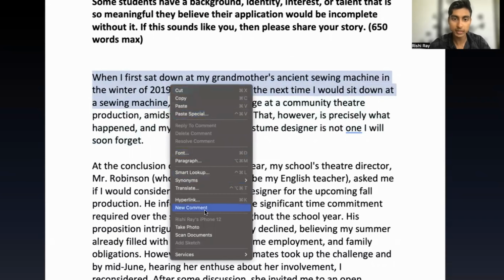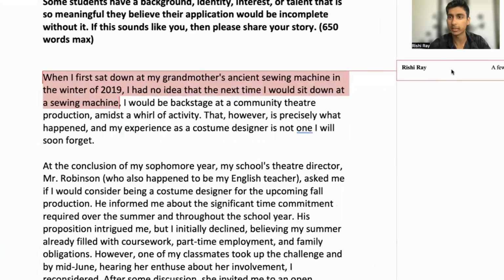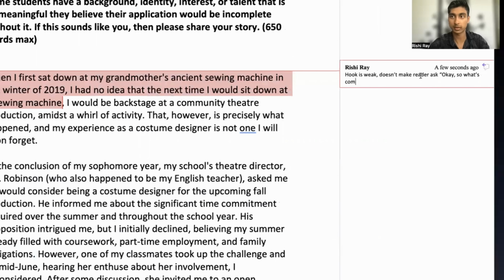So that is where I'll go ahead and put in a comment like: hook is weak, doesn't make reader ask, okay, so what's going to happen next? Or rather, I want to read on.